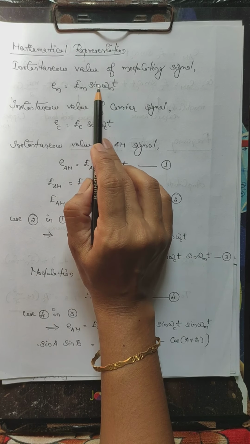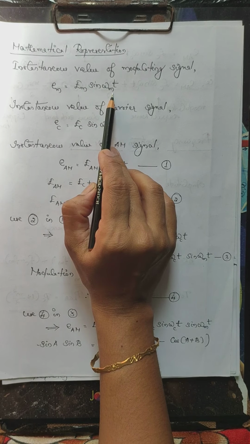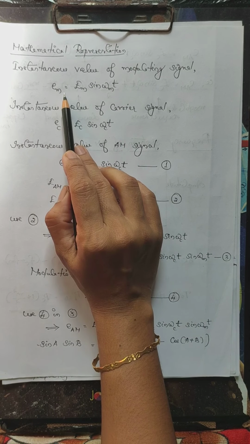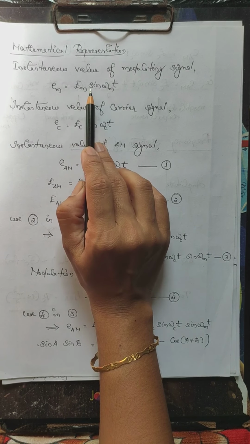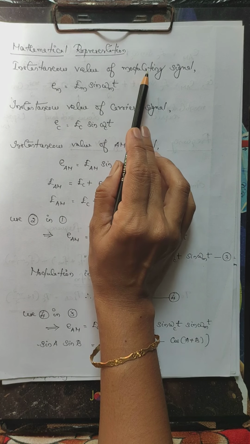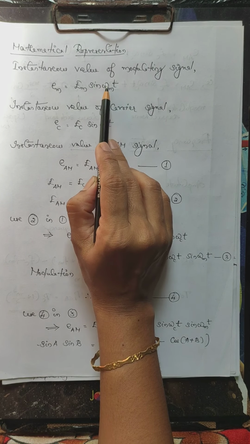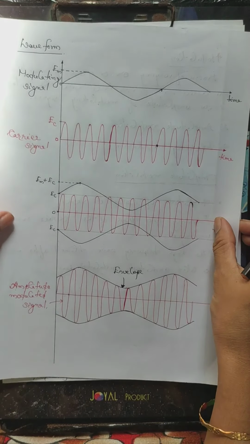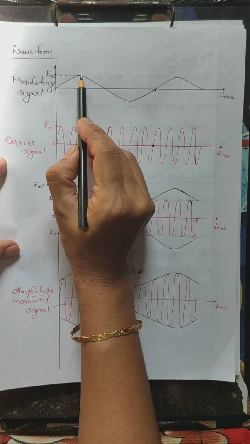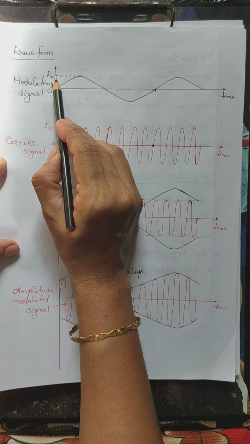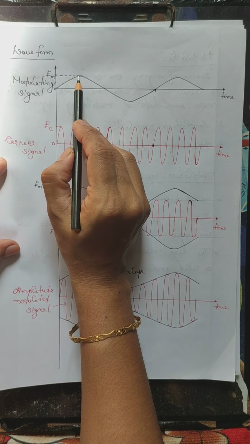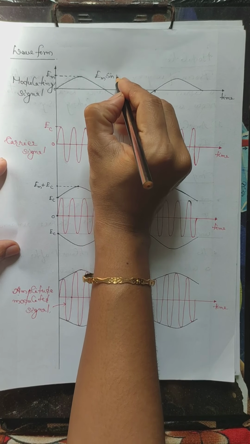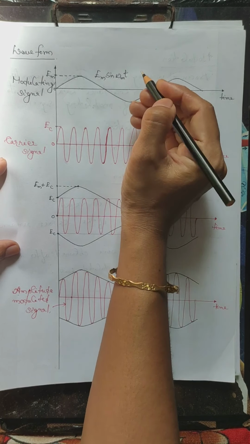So we have already studied this representation in module 2 in the basics of alternating current. So em is equal to maximum value into sin omega t. As it is the modulating signal, its angular frequency is denoted as omega m. So here we have marked the maximum value of the modulating signal as Em. So its equation is em equals Em sin omega m t.